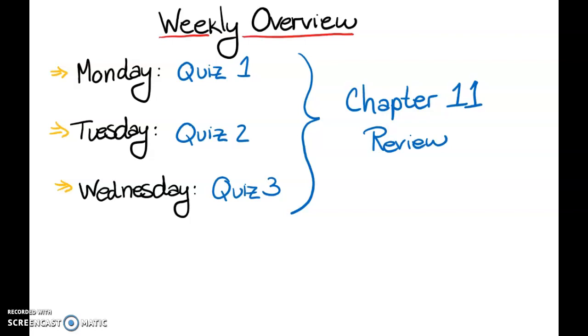So on Monday, you're going to take the first part of your quiz number 1, and I believe that's going to focus primarily on finding the surface area and volume of prisms and cylinders. On Tuesday, your quiz is going to focus on, and Monday also, pyramids and cones.